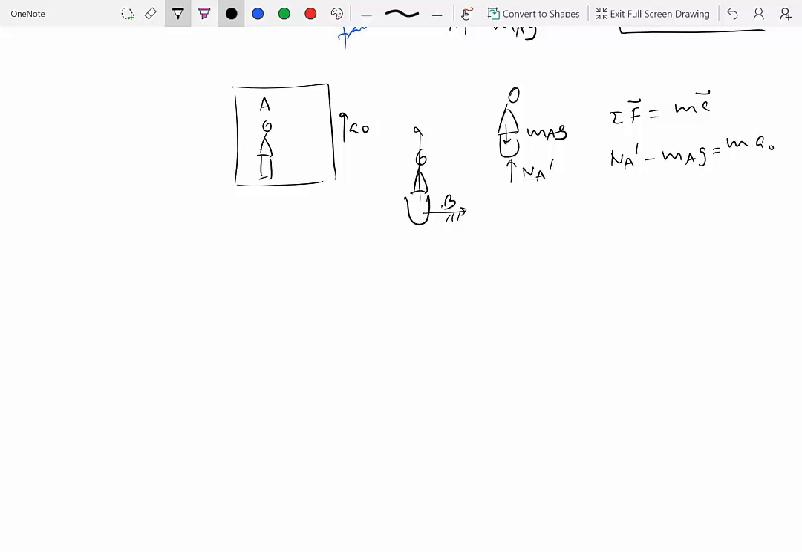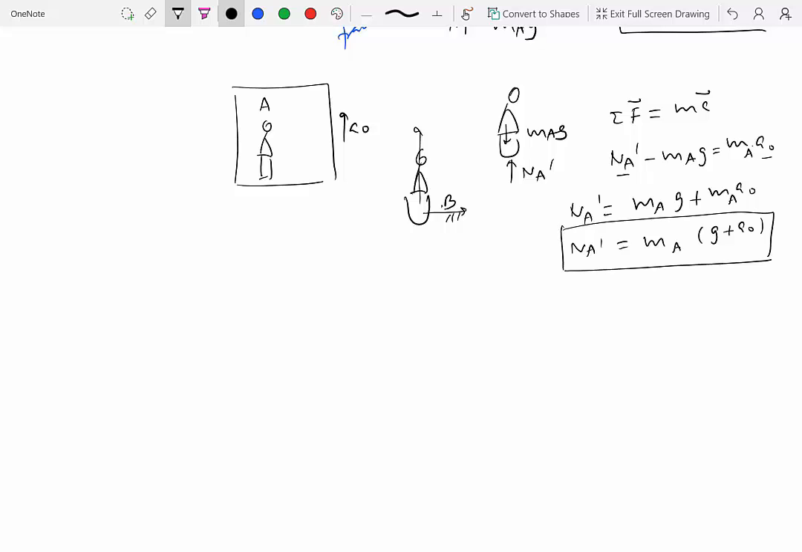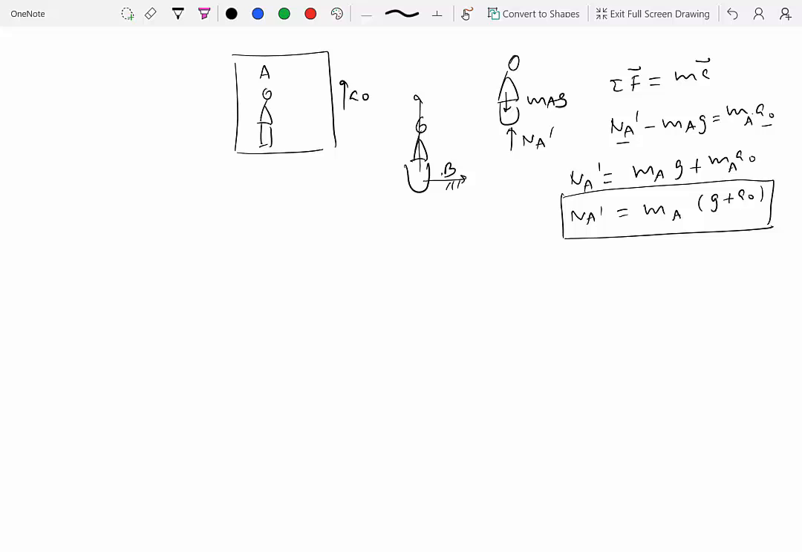And remember, upward is a positive direction. That's why I'm writing N_A prime first. And a0 is positive too because upward is the positive direction. So N_A prime now is mA g plus mA a0, which can be written as mA times (g plus a0). And that makes sense because now you can see clearly from this equation that you will feel heavier when you're going up in an accelerating elevator. If a0 is equal to g, then you'll feel twice as heavy as you are if the elevator is standing still, right?